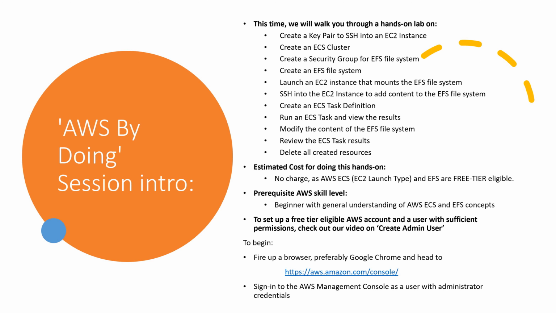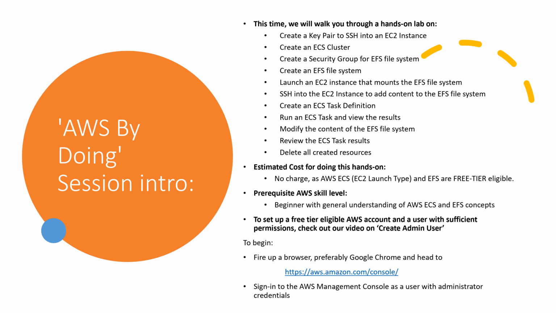To set up a free tier eligible AWS account and a user with sufficient permissions, check out our video on Create Admin User. To begin, fire up a browser, preferably Google Chrome, and head to aws.amazon.com. Sign in to the AWS Management Console as a user with administrator credentials.